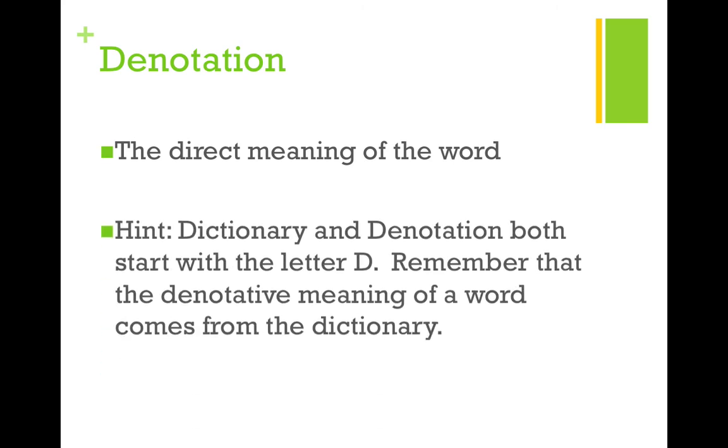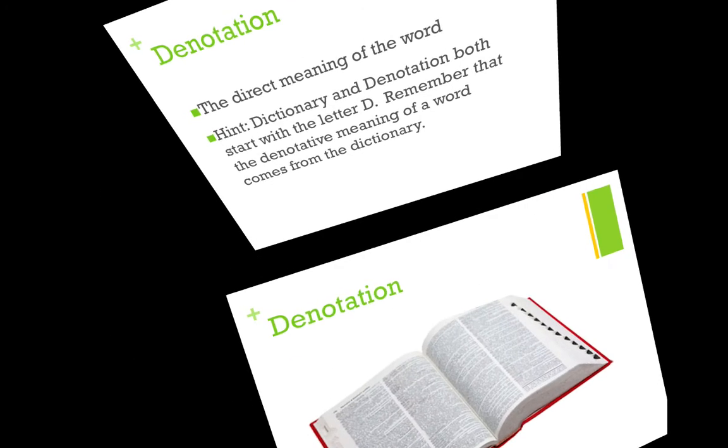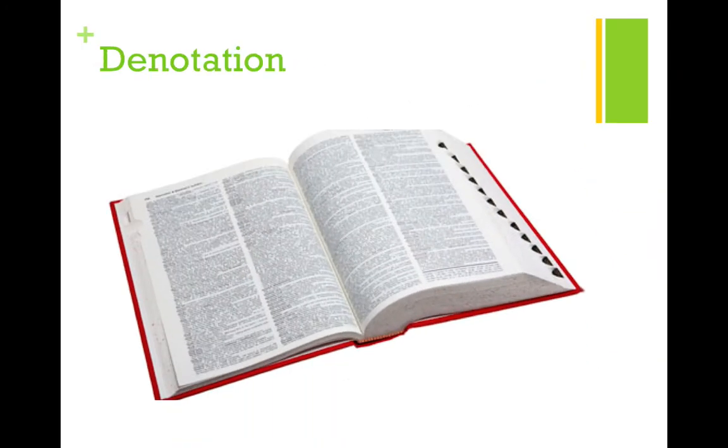Associated with connotation is denotation, which is the direct or literal meaning of the word. And if you're having a difficult time remembering the difference between connotation and denotation, remember that denotation and dictionary both start with the letter D, and you will find the denotative meaning of a word from the dictionary. So, just to reiterate, dictionary and denotation both start with D, and you find the denotative meaning of a word from the dictionary.